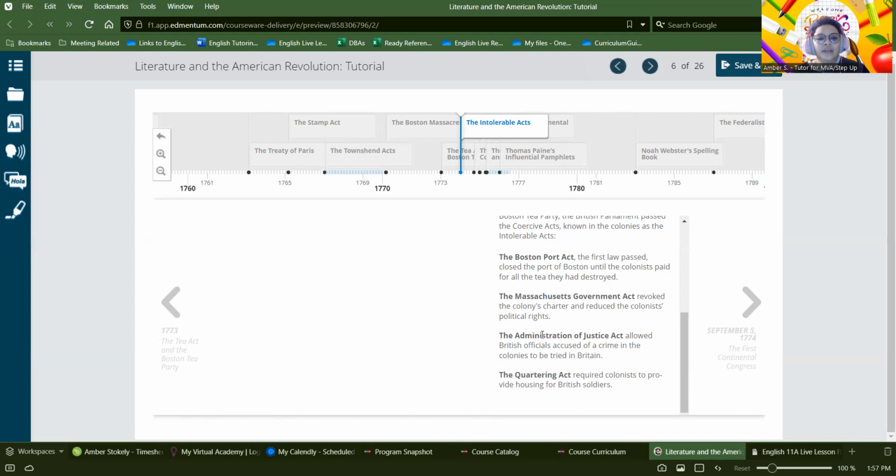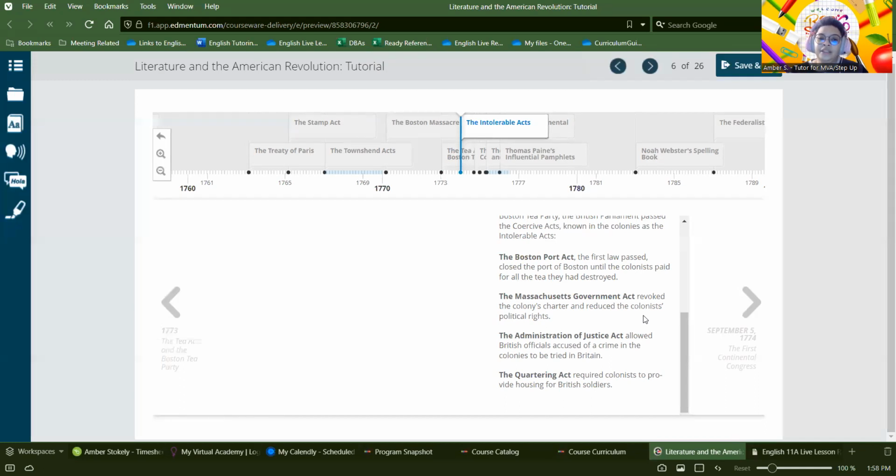So administration means to basically distribute work. I'm sure you've seen it in terms of work, like having a job, but usually administration is a group of people that have power spread among them to run things. So administration of justice is basically spreading the work of justice around. And the reason why it's called this is it allowed British officials accused of a crime in the colonies to be tried in Britain. So instead of having the power to judge someone in a court in America, it spread that power to Britain so that people had to be shipped there.